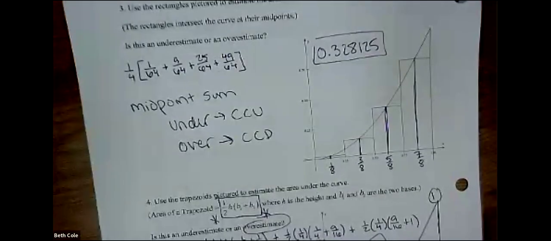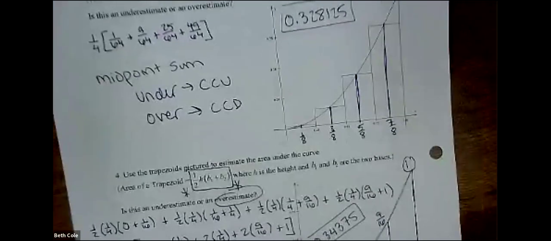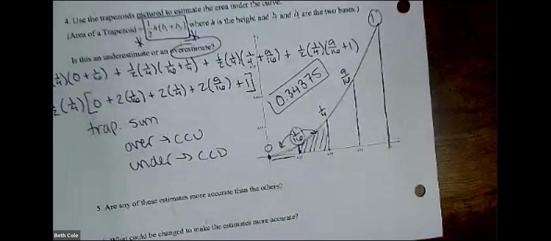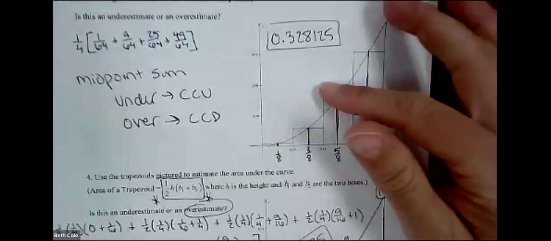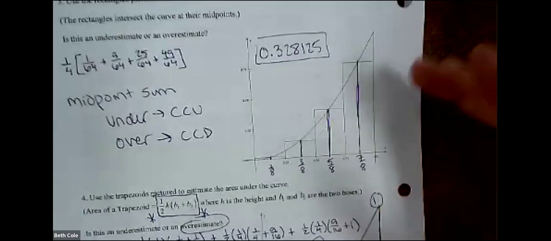We're not going to write anything for number 5. We're just going to have a conversation. I put it on there to generate a conversation. Are any of these estimates better than the others? Do you think there's one that's better? Do we like the trapezoid? Usually it's between these two. Does anyone like the midpoint sum better than the trapezoidal one? Okay. I like the trapezoidal one better, personally.